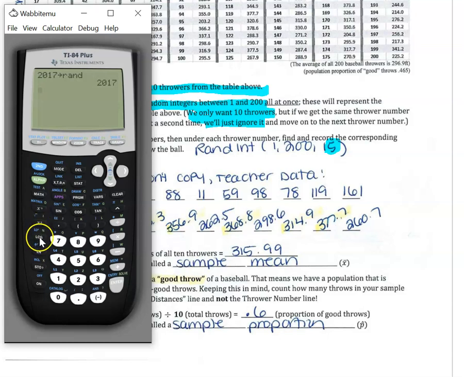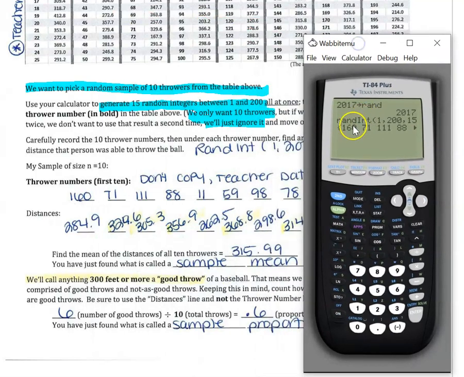and I type in math probability and then rand int, which is option 5, okay, some calculators will prompt you, mine is not. I'm going to type in 1 to represent my first thrower, 200 to represent my last thrower, and then 15. So again, this 1 is representing the low bound, the 200 is representing the high bound. So this is saying randomly generate numbers between 1 and 200 and give me 15 of those. And then I'll hit enter.